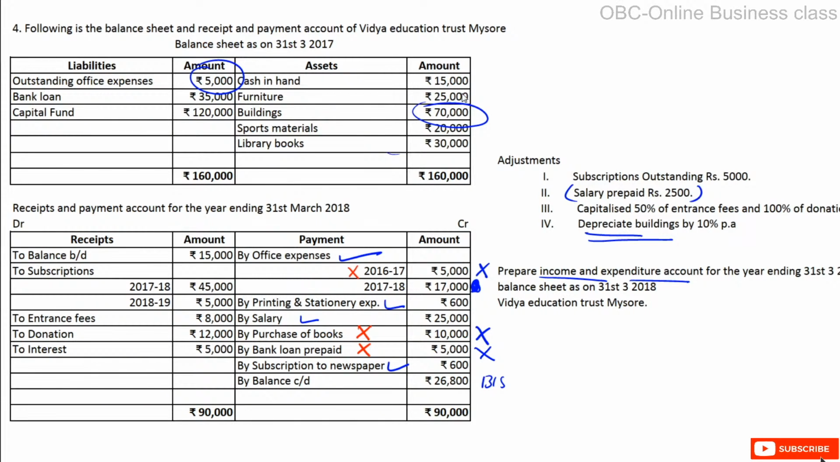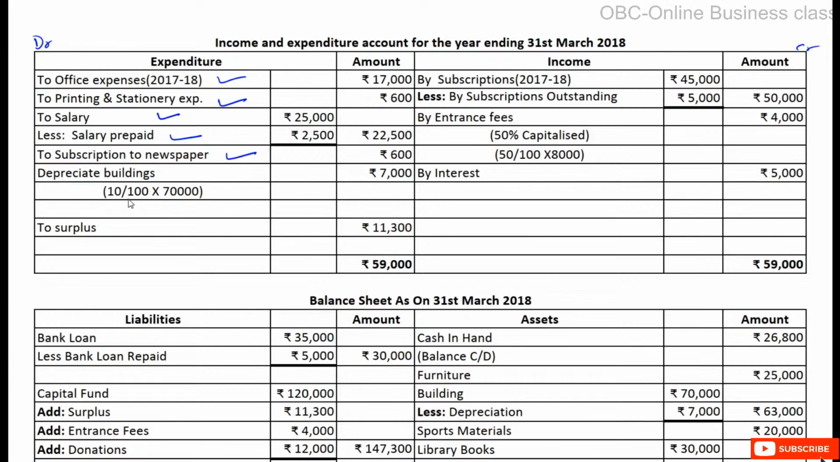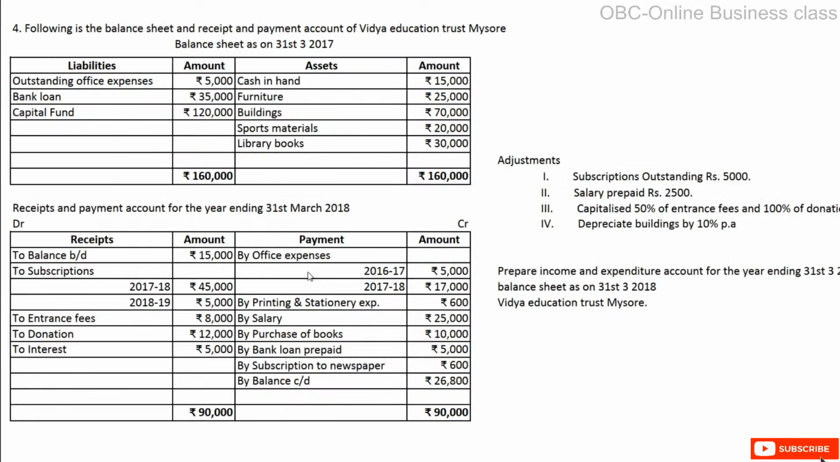Okay, for this 70,000, 10% means 10 divided by 100 into 70,000, and the amount will be 7,000 rupees. That means the depreciation of building will be 7,000. So now we have cleared all the payment side items. We are coming back to the receipt items. The 'to balance brought down' won't be considered in the income and expenditure account because it's already affected in the last year's balance sheet.